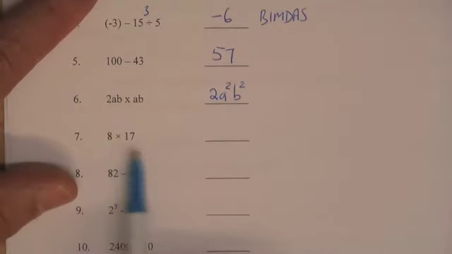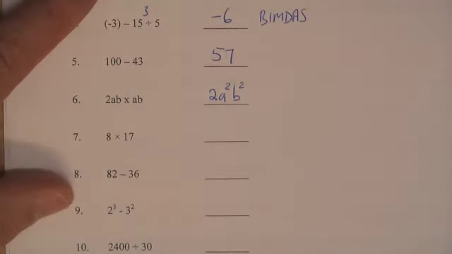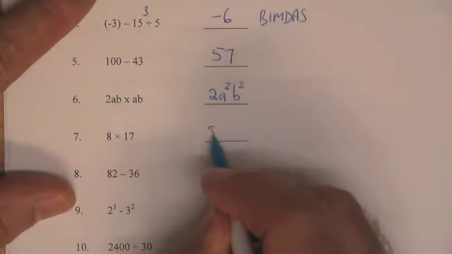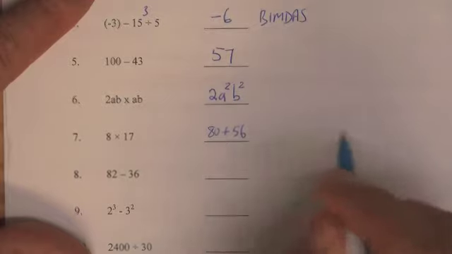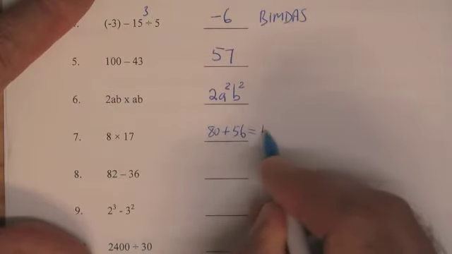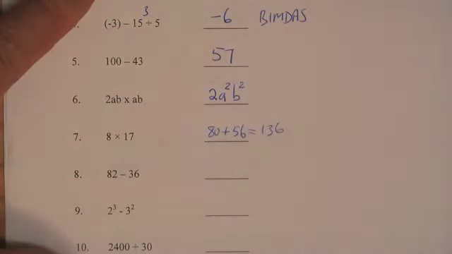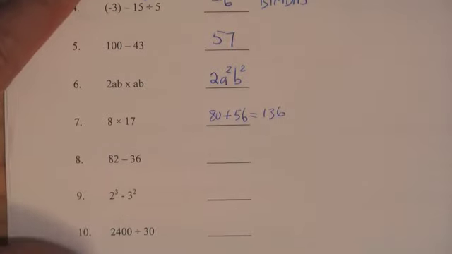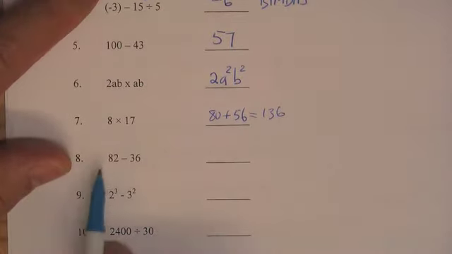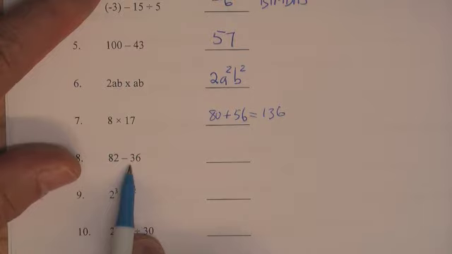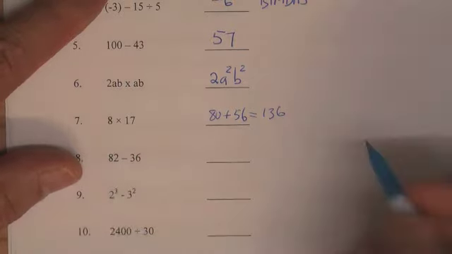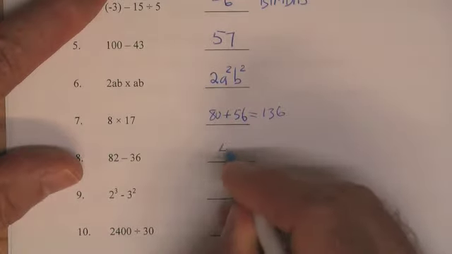Alright, 8 17s. Well, 8 10s are 80, plus 8 7s are 56, equals 136. Right, 82 minus 36. 82 minus 30 is 52. 52 minus 6 is 46.